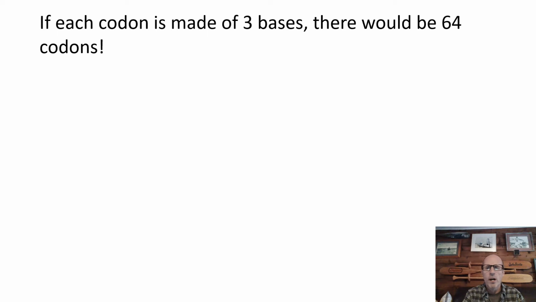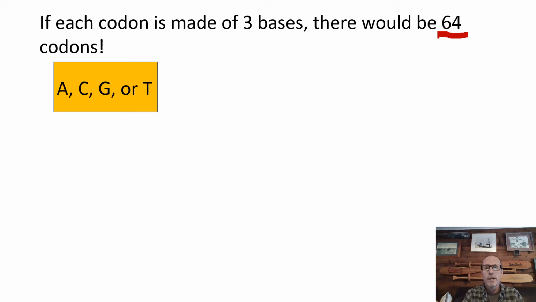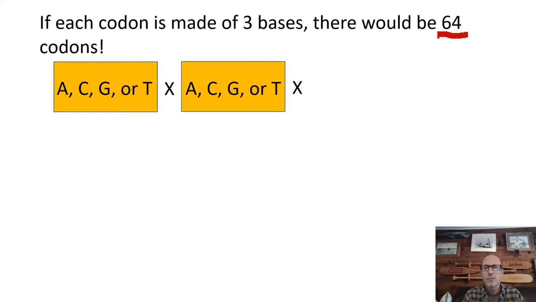If each codon, on the other hand, is made of 3 different bases, we would have enough codons to easily cover the 20 amino acids plus a bunch of extras. Interestingly enough, we only need 20, but we would have 64. The reason for that is mathematical.